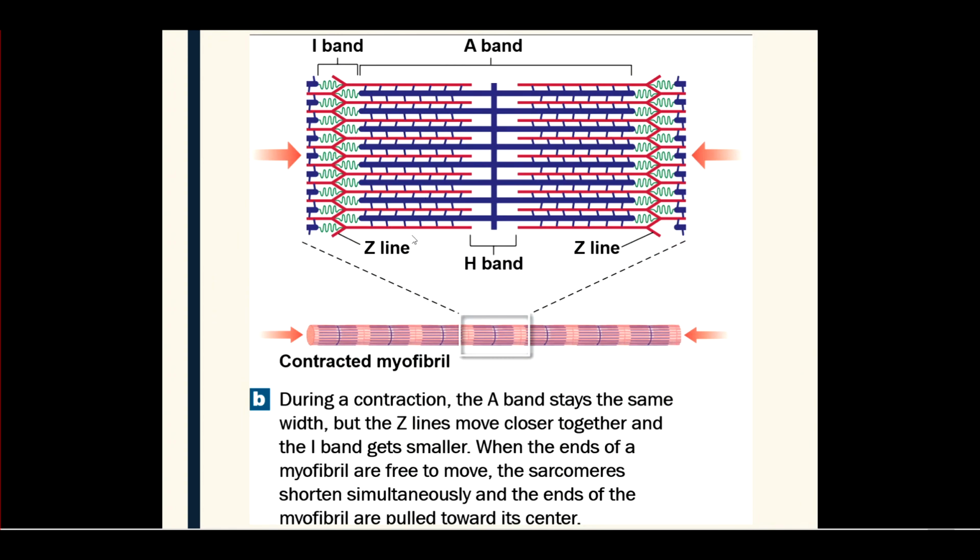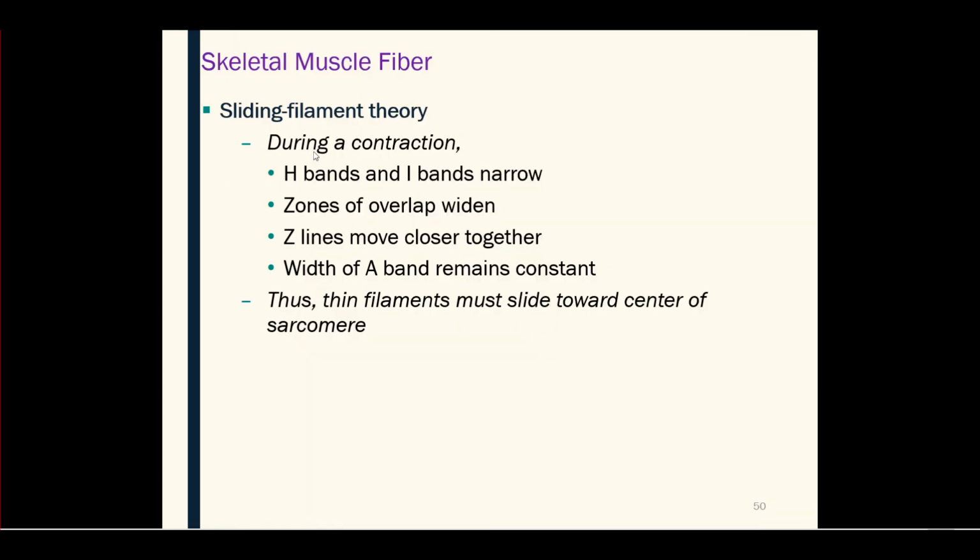The two Z lines got pulled closer together, and this sarcomere here is shortening at the same time. This sarcomere is shortening, this sarcomere is shortening. They're all shortening, so the whole myofibril is going to shorten. Like I said, kind of like a slinky. Okay, so during a muscle contraction, we're going to see the H bands and the I bands get smaller. The zone of overlap is going to get bigger. We're going to see more overlap, and the two Z lines are going to come together.